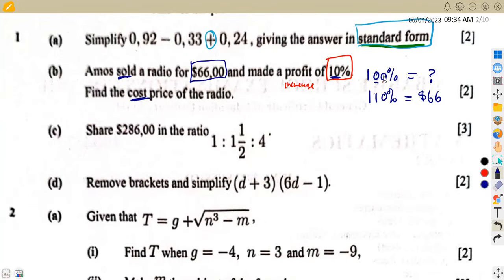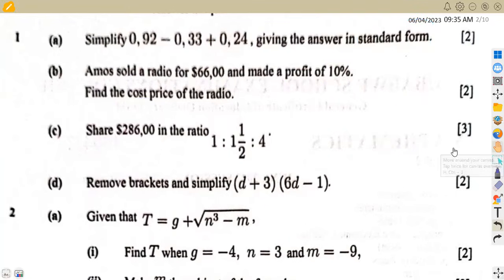So that is the concept. As you can see, the cost price is less, so we are going to have 100 over 110 times the selling price that we had, which is 66. This is going to give us the price at 100%, which is our cost price in this case. This is going to give us 60 direct from your calculator. That is going to give us $60. So that is how we are supposed to attempt this typical question.